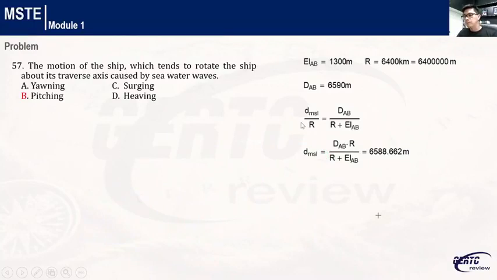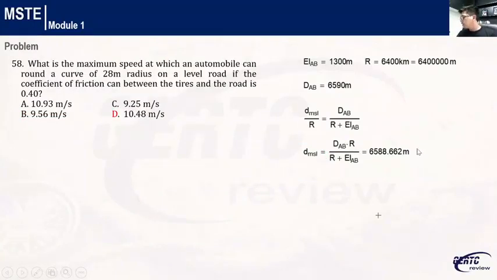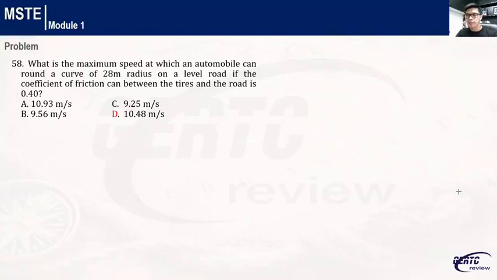Alright? So, another problem. What is the maximum speed at which an automobile can run around a curve of 28 meters radius on a level road if the coefficient of friction between the tires and the road is 0.4? Maximum speed. So, ano yung gagamitin natin? Okay, so actually pwede rin itong sa dynamics, no? But sa transportation engineering, kadalasan ginagamit natin na equation is E plus F, that is V squared over GR. Ito yung ginagamit natin.